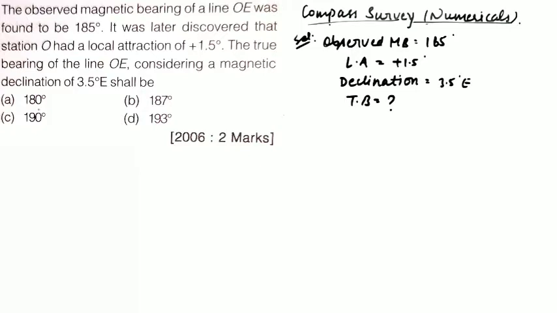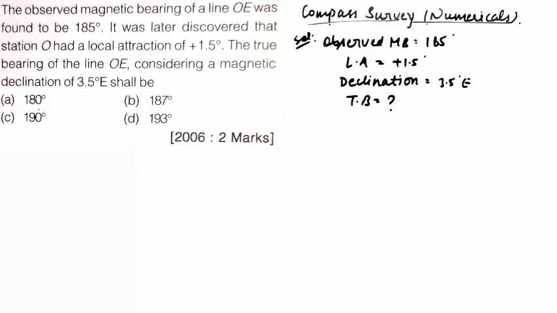The first question says that the observed magnetic bearing of a line OE, which you observe with respect to the magnetic north, was found to be 185 degree. The observed magnetic bearing is 185 degree. This is the whole circle bearing, not the reduced bearing, since it is greater than 90 degree.